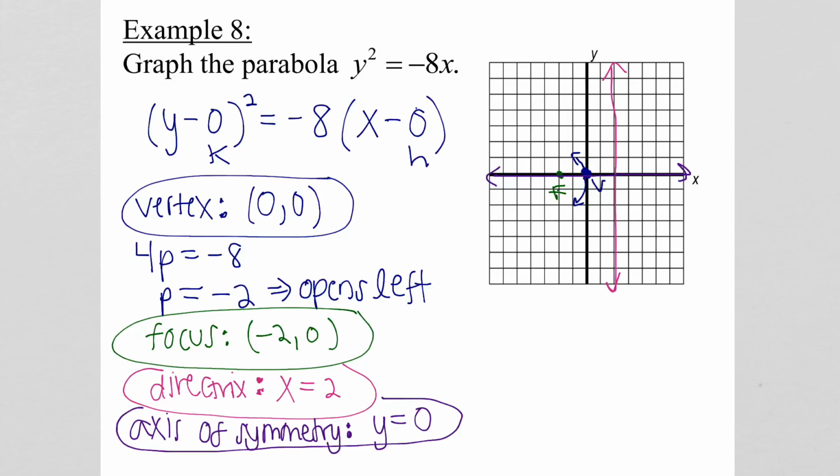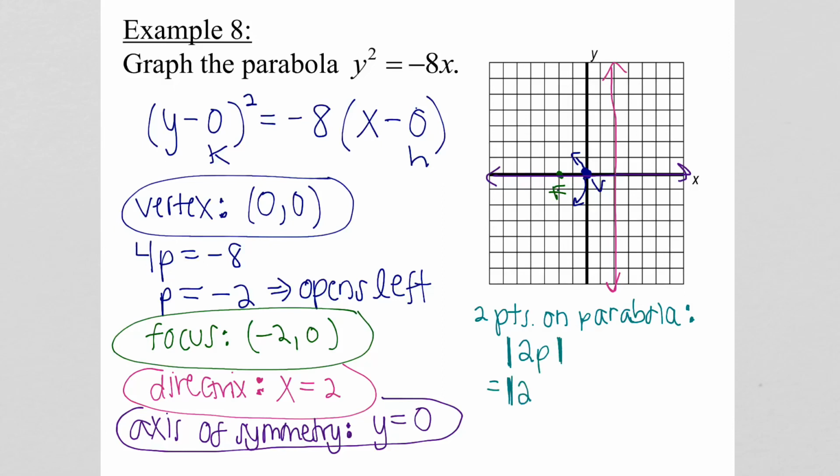And lastly, to be able to graph this parabola, what I am missing are 2 points on the parabola, because I don't know how narrow or how wide it gets. I'm going to do that in this teal color. To find the 2 points on the parabola, we are going to calculate the absolute value of 2p. Well, what is the absolute value of 2p?